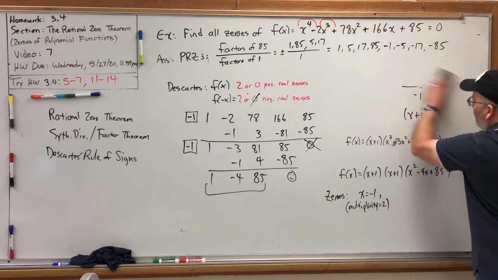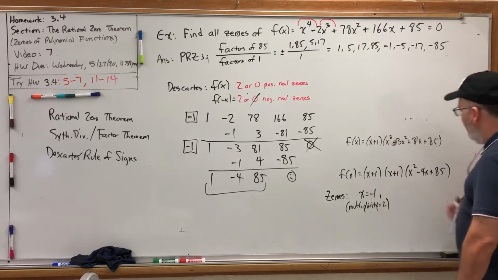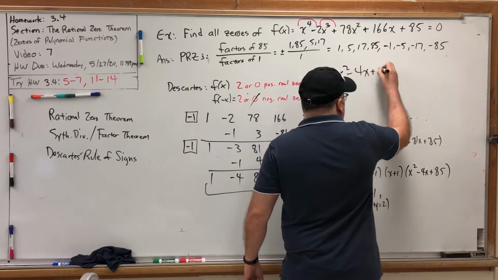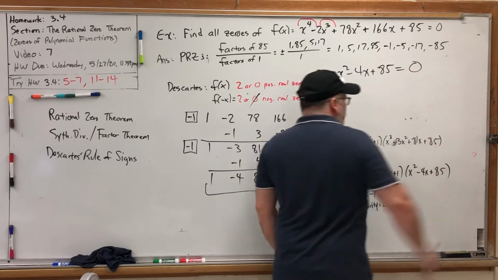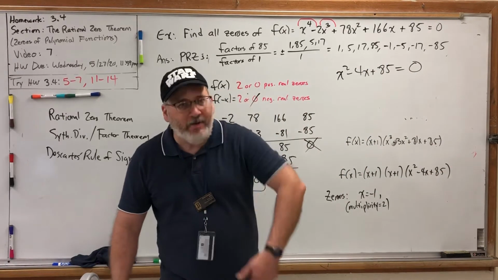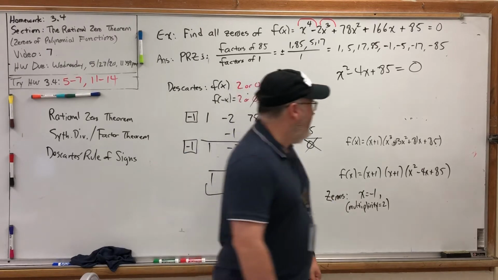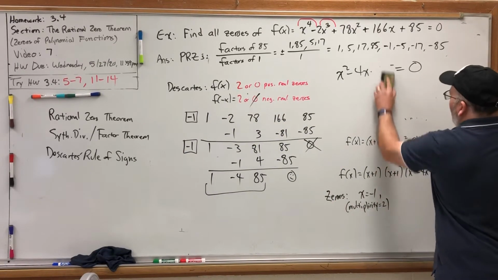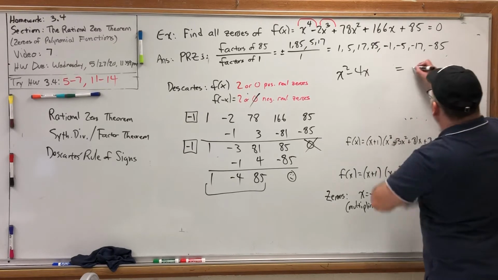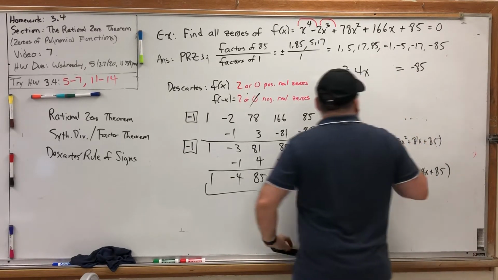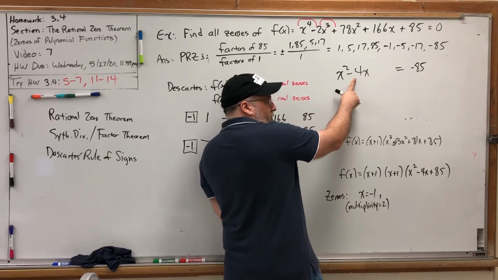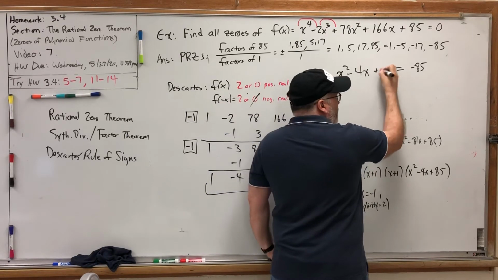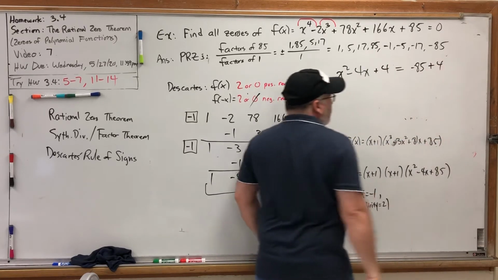So let's get rid of this graph. Just come up here and do the quadratic formula on x squared minus 4x plus 85. You know what? If you want to use the quadratic formula, go ahead. I'm going to complete the square because it's going to work a lot faster. Remember how completing the square goes. You move the constant to the other side, which is -85. You take half of this and square it. Half of -4 is -2. -2 squared is +4. Add that to both sides.